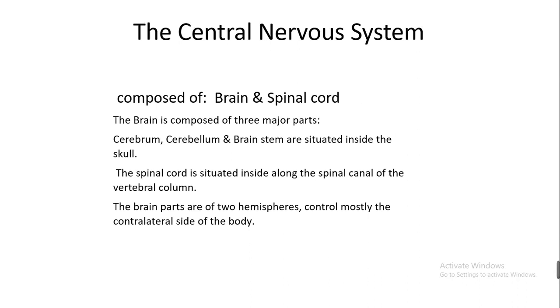Now, the coverings of the central nervous system. We call them the meninges, and they are of three different layers: the pia layer, the arachnoid layer, and the dura layer. Okay, the coverings are the three layers: pia, arachnoid, and dura. The dura is a thick and hard sheet that protects the brain and the spinal cord.